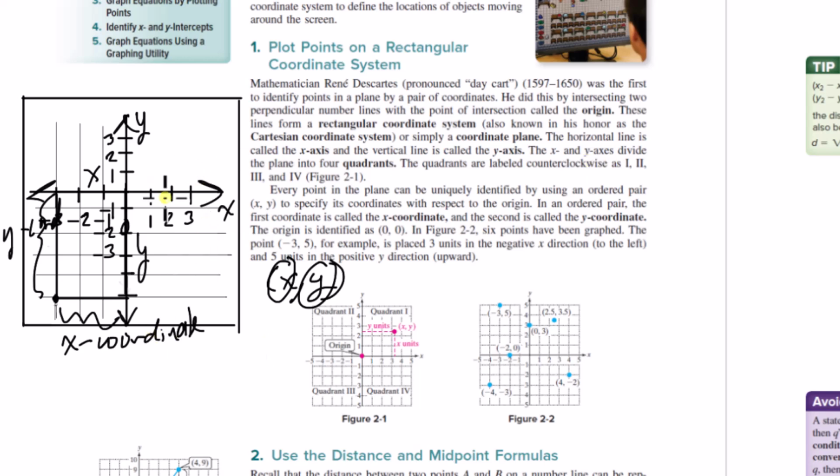In the Cartesian plane, you can identify these different regions as quadrants. So this is quadrant 1, this is quadrant 2, this is quadrant 3, this is quadrant 4. Quadrant 1, both the x and y are positive. Quadrant 2, the x is negative, the y is positive. Quadrant 3, both the x and y are negative. Quadrant 4, the y is negative, the x is positive.